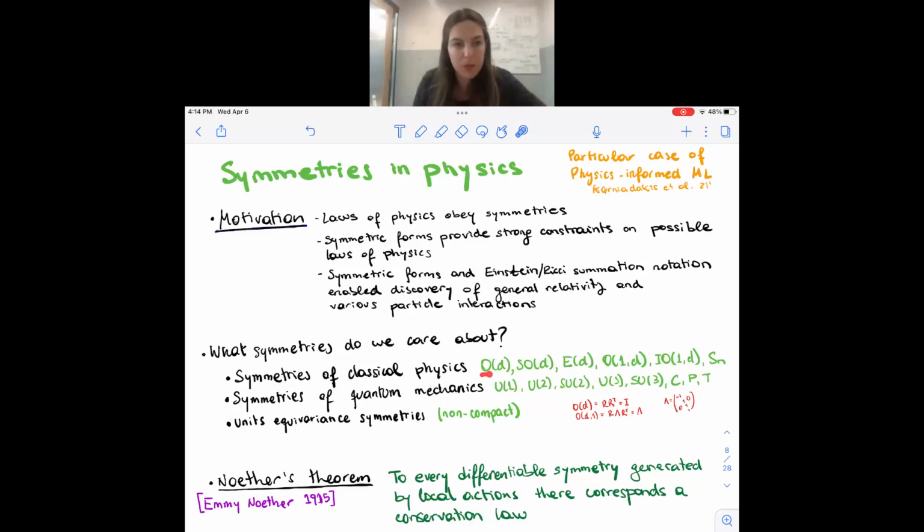And then the other groups that I will discuss later on are the groups of scalings to define units equivariance. And these ones are not compact and they're a little bit more complicated.